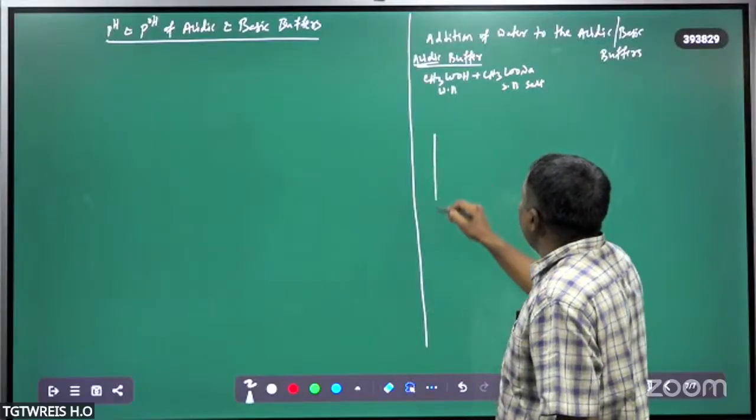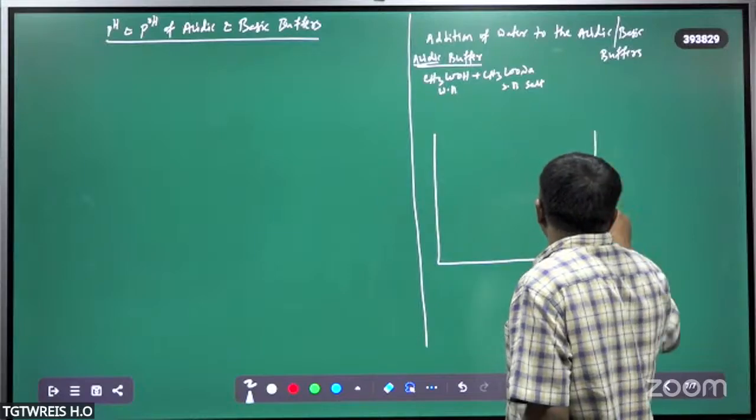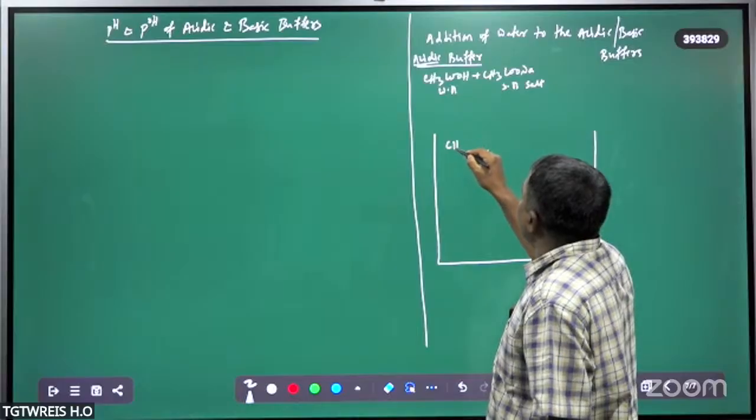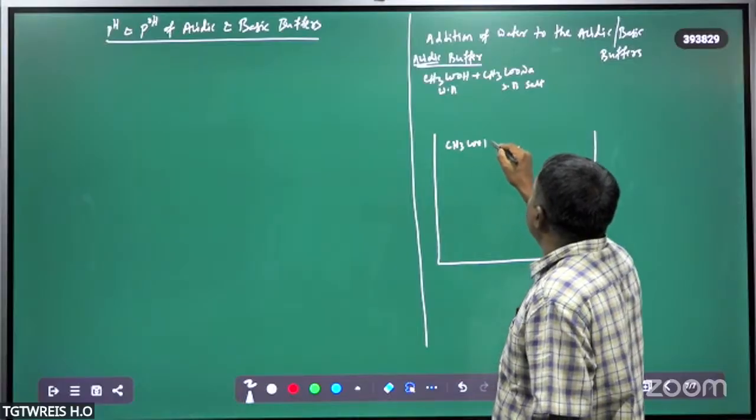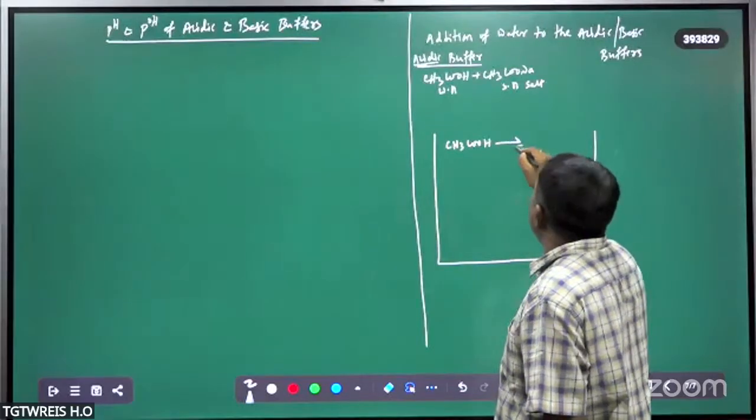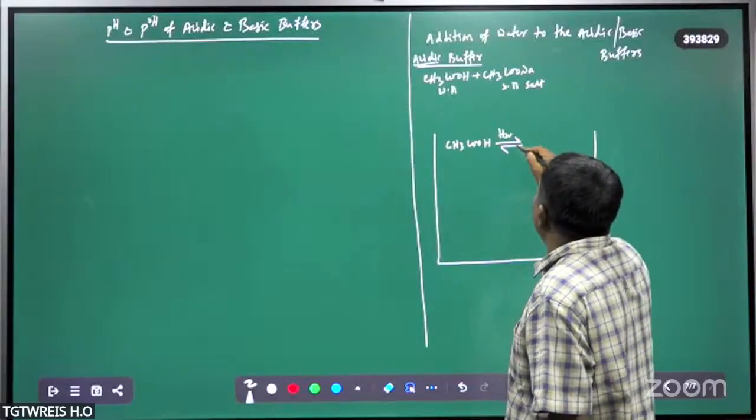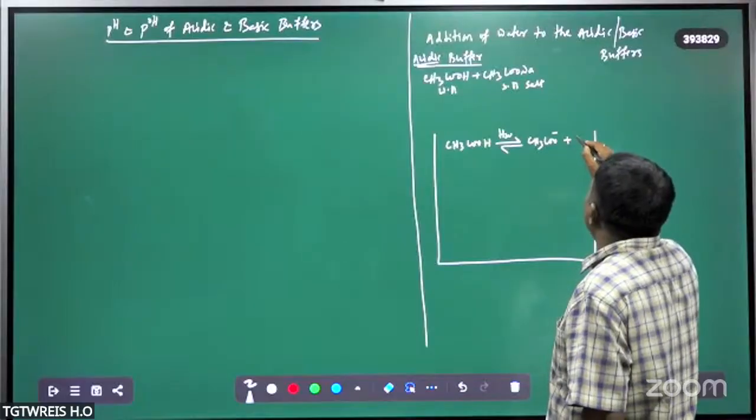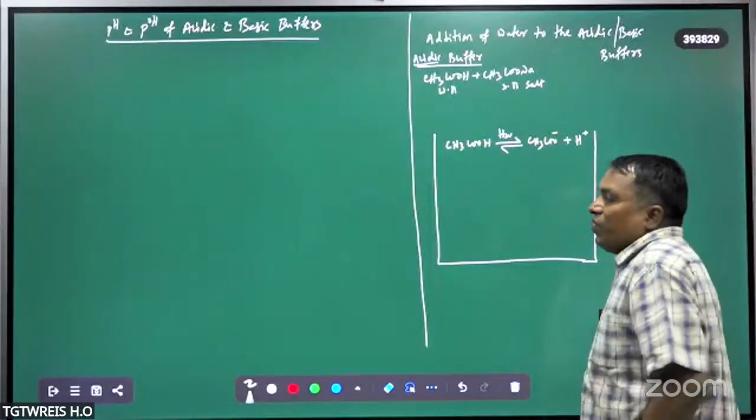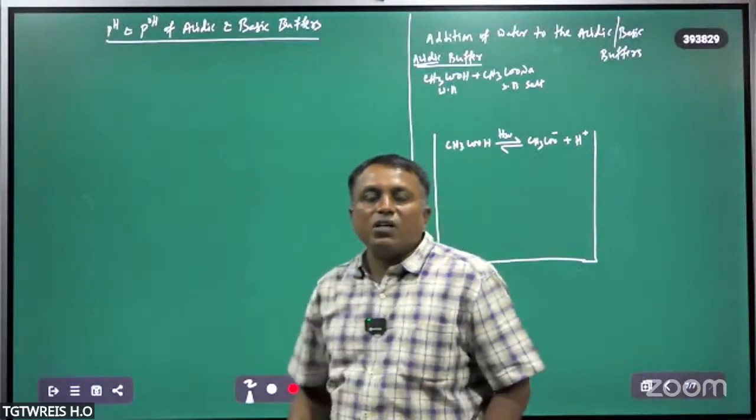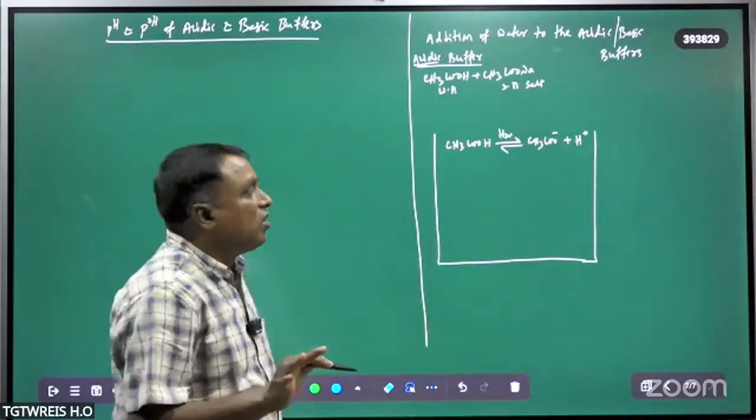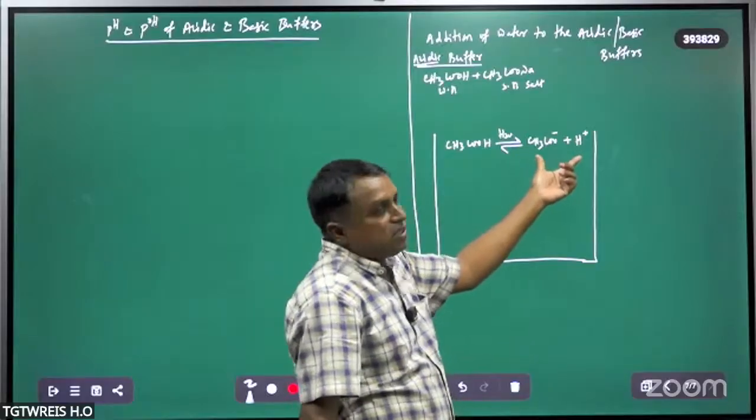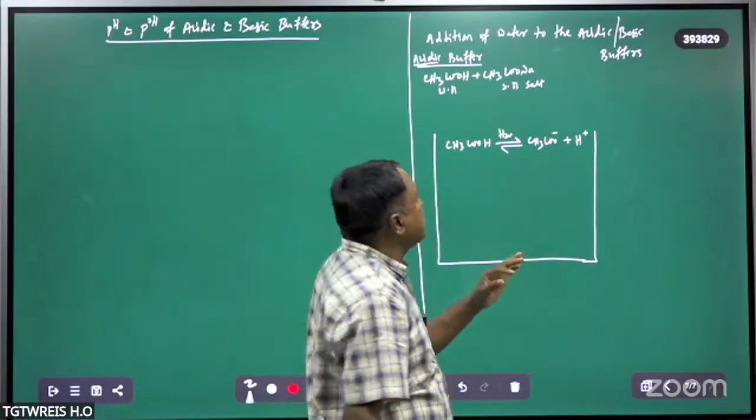So what will happen in the reaction mixture? Suppose we add water. CH3COOH, on adding water, becomes CH3COO minus plus H plus. When acetic acid dissolves in water, it undergoes ionization, forming CH3COO minus and H plus.